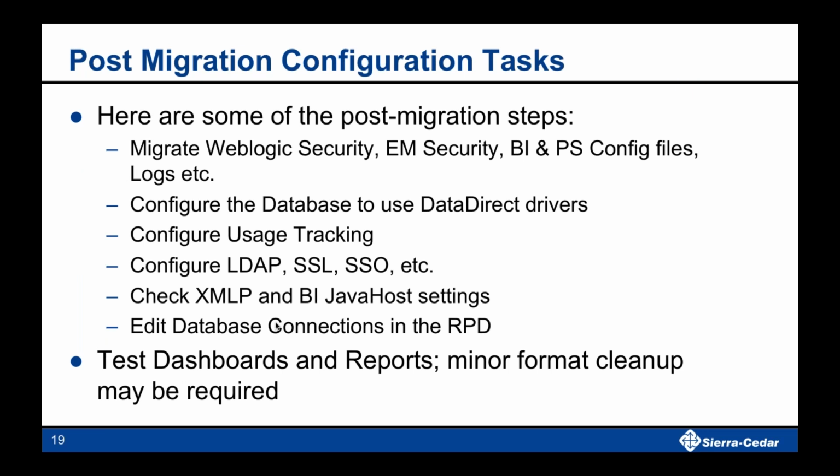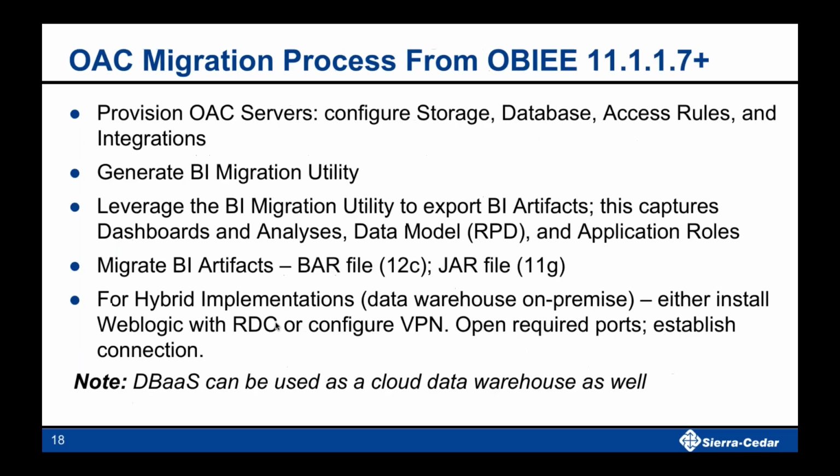So we have to install WebLogic and RDC on-premise, and we get a public key from Oracle Analytics Cloud and deploy it there on-premise. That way, there will be encrypted communication between the database on-premise and OBIEE on cloud. And the other option I have here is a VPN, configuring the VPN.